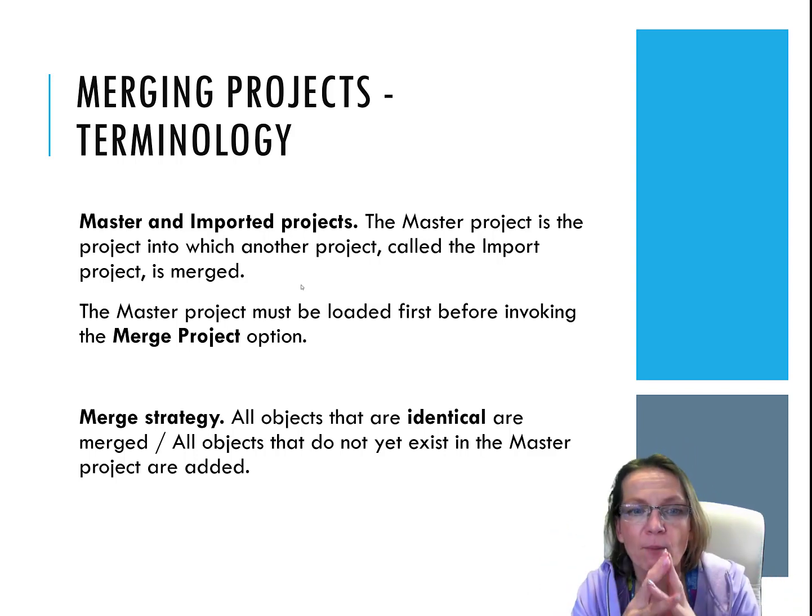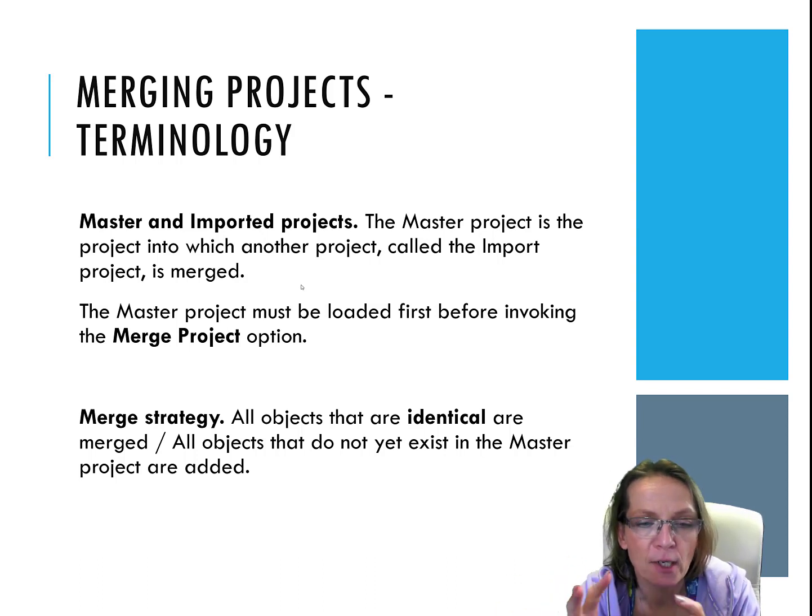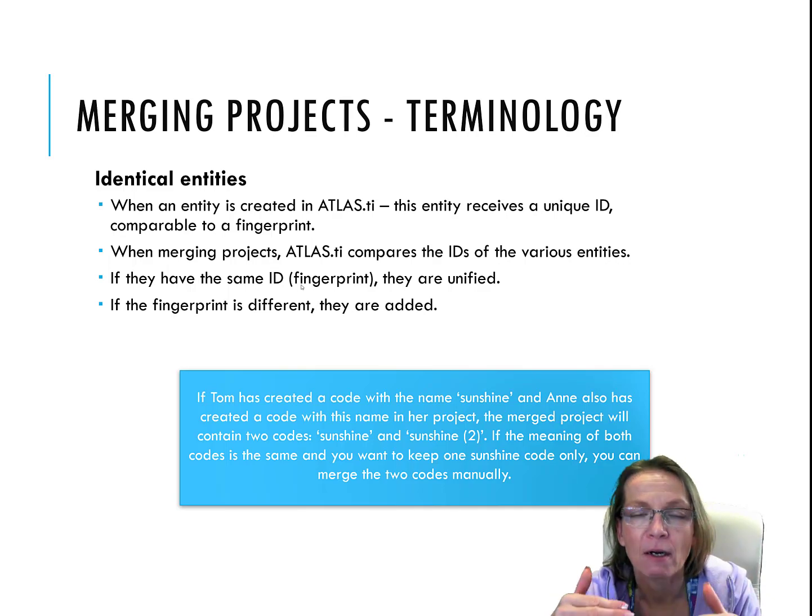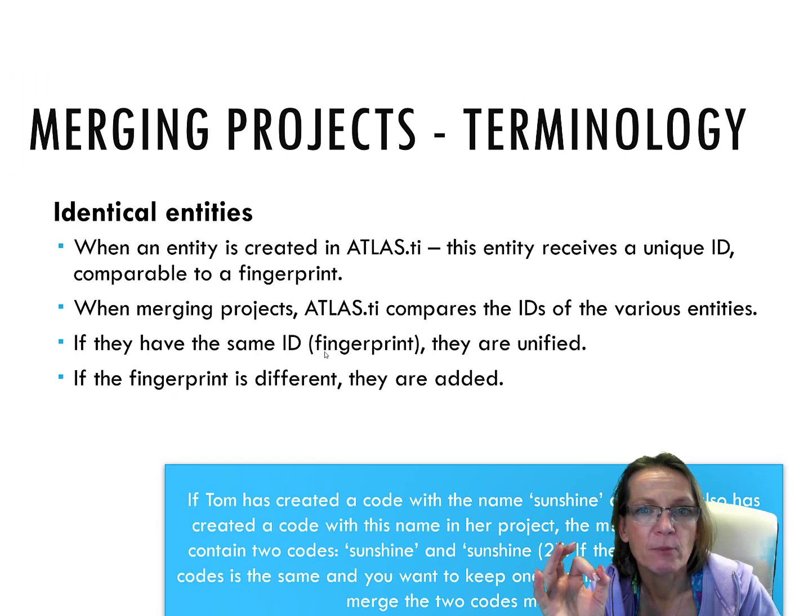There's one merge strategy, as compared to all the different options that there were in version 7. What was the common ground of all of it is that objects that are identical, and identical means by the ID, are merged and all others are added. Just to repeat this, because it's very important: when an entity is created in ATLAS.ti, that means adding a document, a memo, a code, a network, whatever, this entity receives a unique ID, like a fingerprint. And when merging projects, ATLAS.ti compares these IDs, and based on that, the decisions are made.